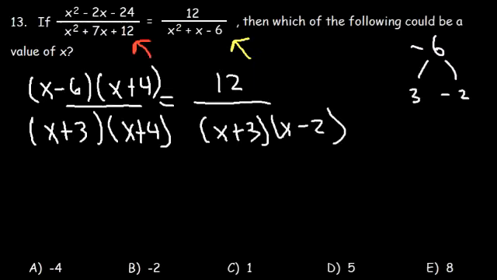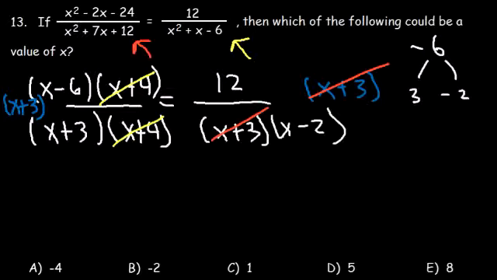So the first thing we need to do is simplify the expression. Notice that we can cancel x plus 4. And if we multiply the right side and the left side by x plus 3, these terms will cancel, and the same is true for those terms. So what we now have left over on the left side is simply x minus 6, and on the right side, 12 divided by x minus 2.